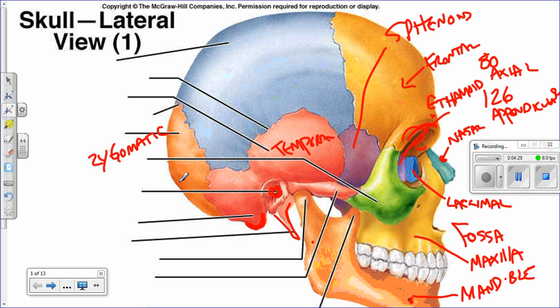Last two bones on this side view. One is the occipital right here. And then this blue one is the parietal.